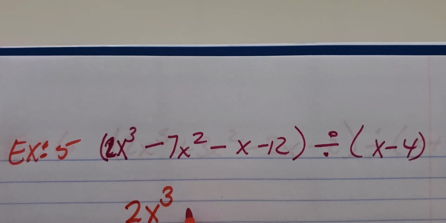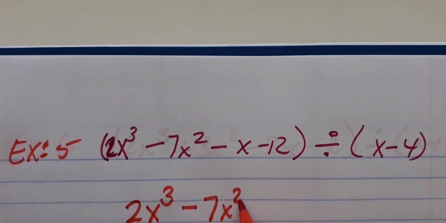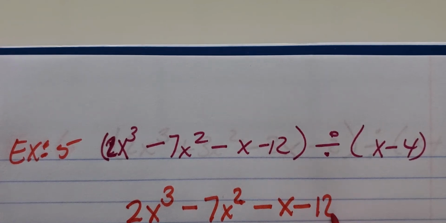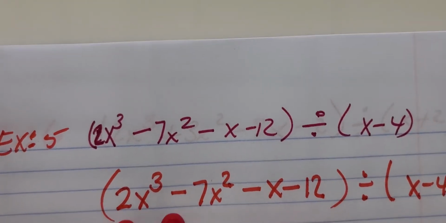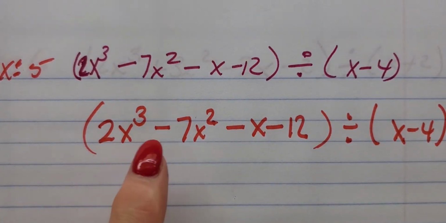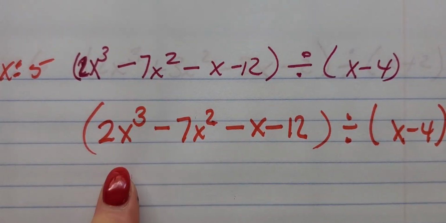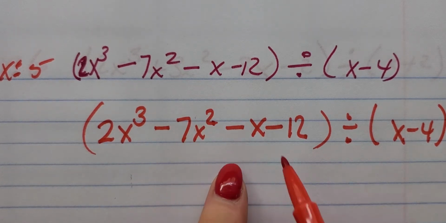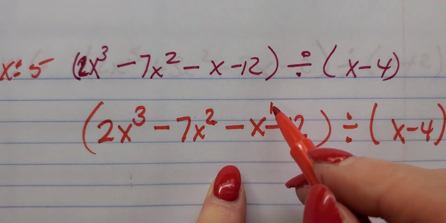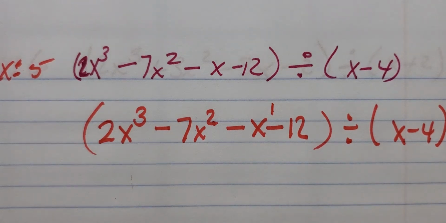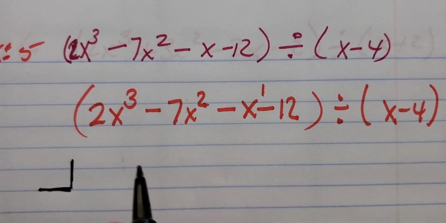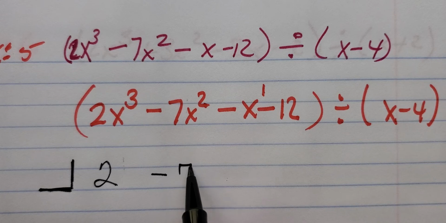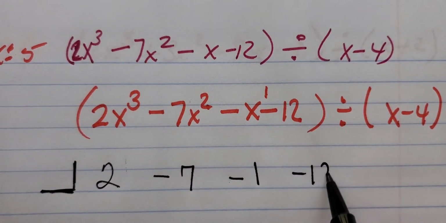Okay, 2x cubed minus 7x squared minus x minus 12, and we're going to divide that by x minus 4. We're starting with this. I'm going to check to make sure everybody is in descending order, and it is: x to the third, x to the second, x to the first, minus 12. So we set up our little division problem with our division sign, and we put down all those coefficients. Now remember, that's a 1.